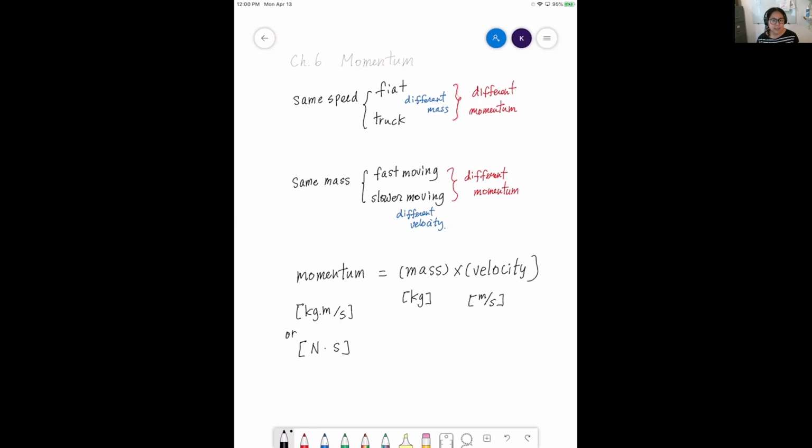All right, is mass a scalar or vector? Mass is a scalar quantity, right? And velocity, is velocity a scalar quantity or a vector quantity? That's right, velocity is a vector quantity. So here we have mass, a scalar, times a vector quantity. Therefore, momentum is also a vector.